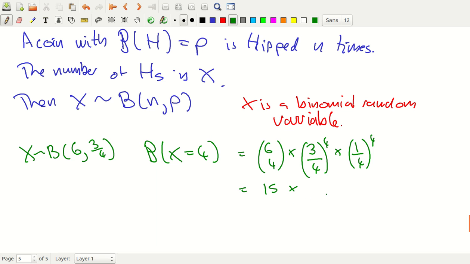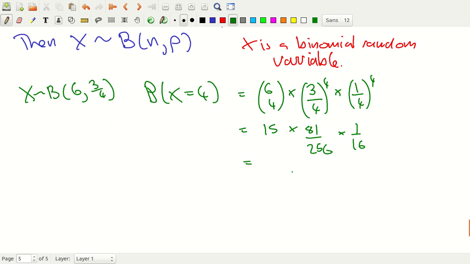times 81 over, I guess, 256, times 1 over 16, and all of that comes out to, I guess you get 1215 over 4096 as that final probability. So that's a probability that would live in the table, in the probability distribution for X.